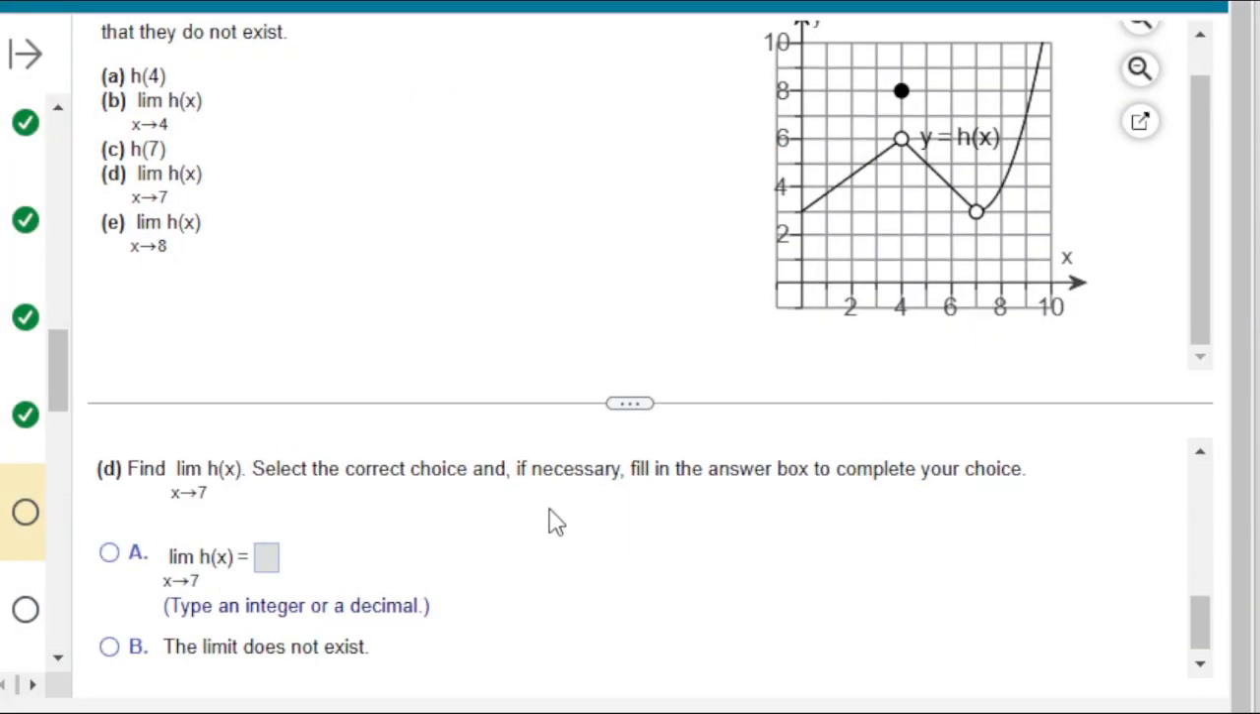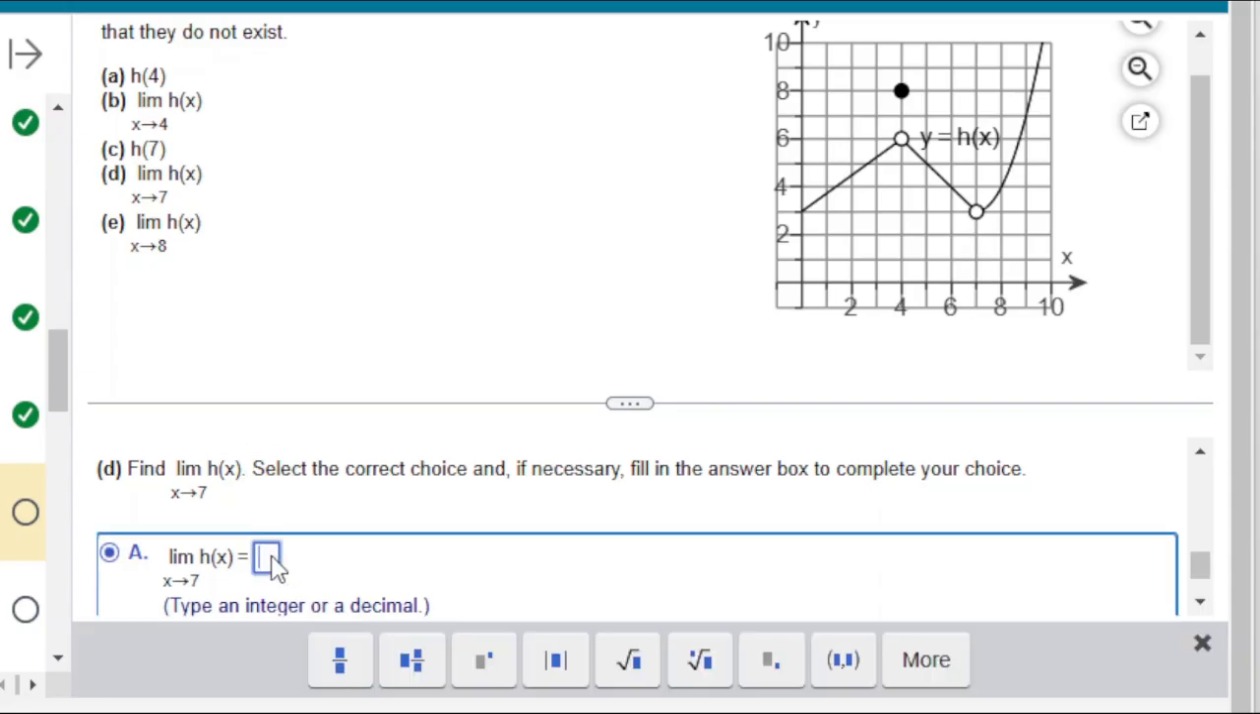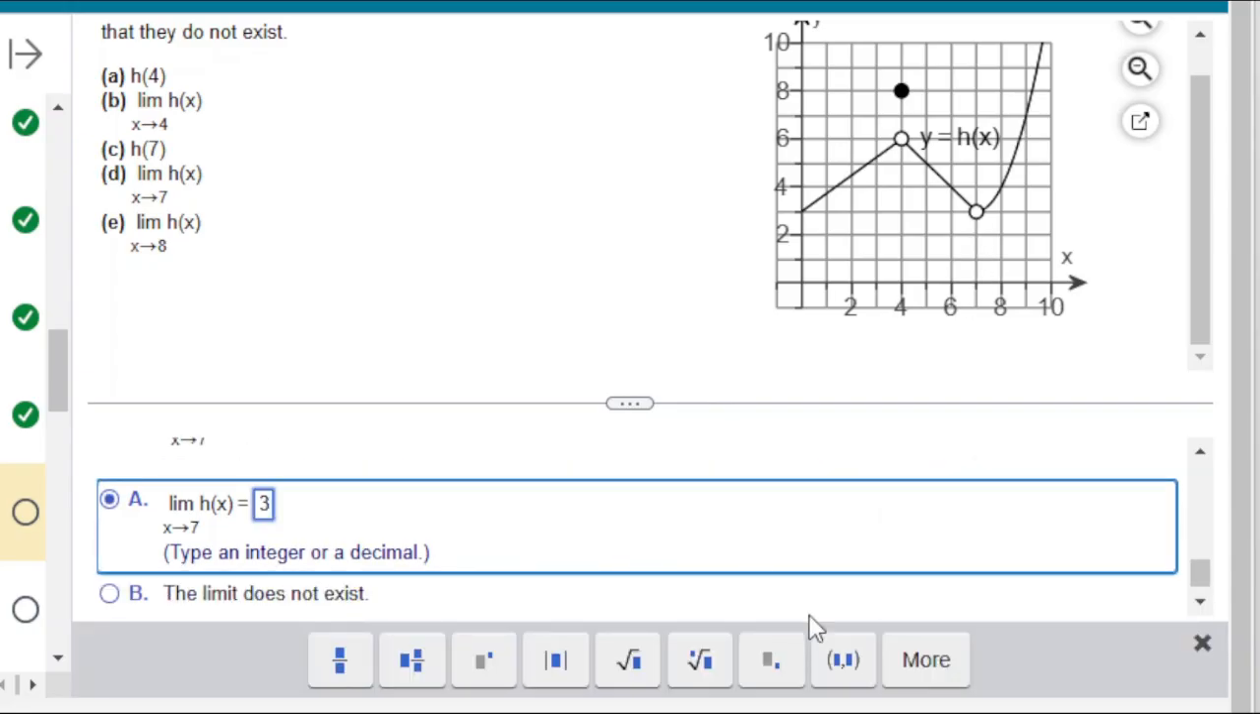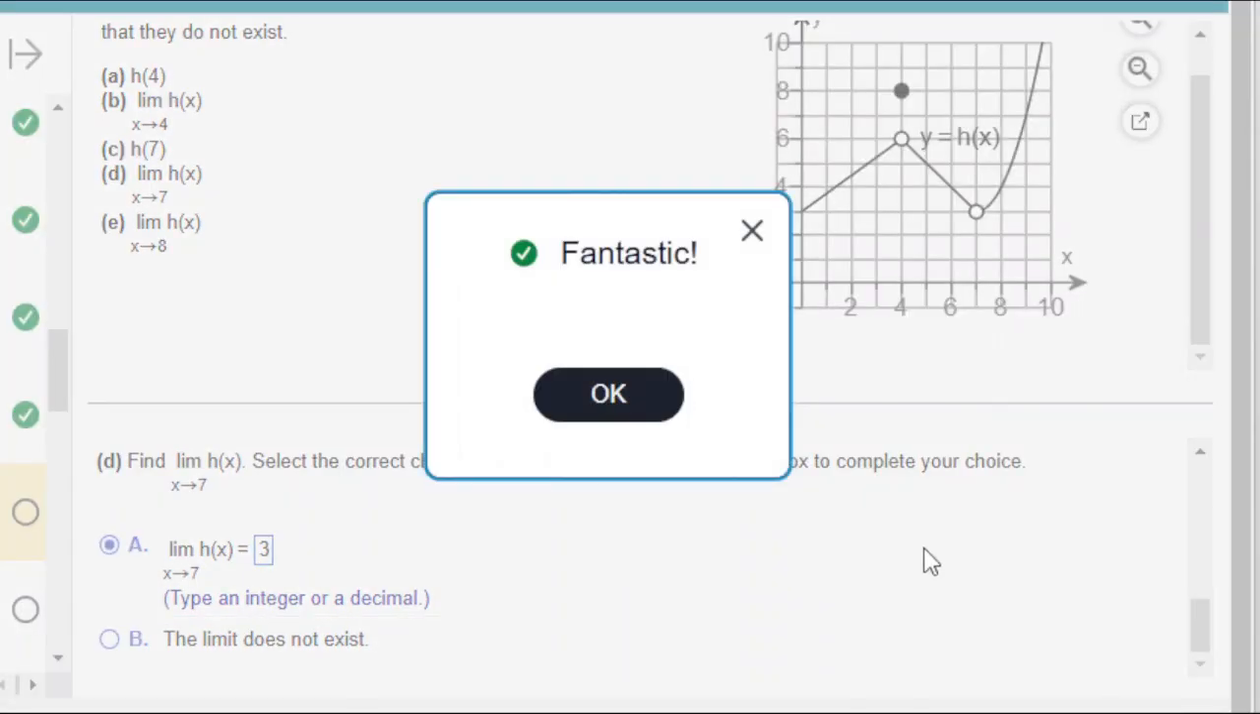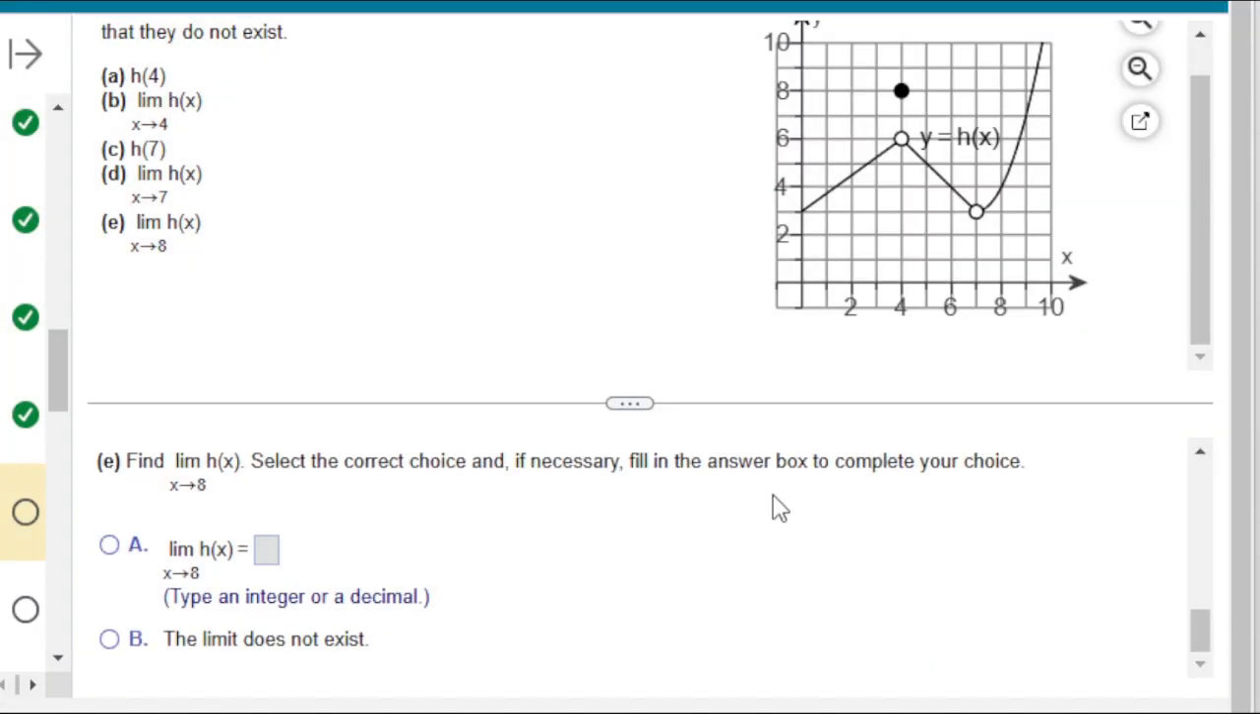Okay, now what about the limit as x approaches 7? Well, notice if we plug in numbers that are really close to 7 but not equal to 7, we're getting outputs that are really close to 3. So for example, if I plugged in 6.9, looks like my output would be something a little bigger than 3, like 3.1. Or if I were to plug in 7.0001, looks like my output would be like 3.00 something. Okay, so my outputs are getting close to 3. And that's the correct answer.